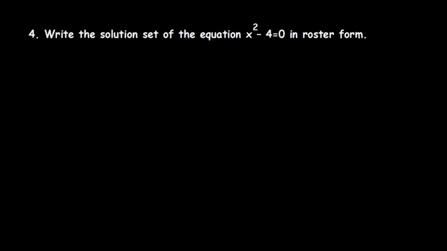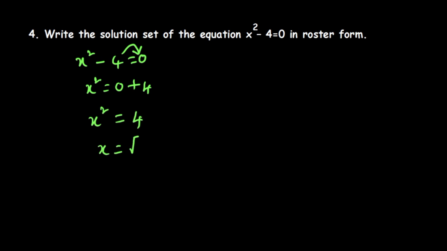The next question: write the solution set of the equation x square minus 4 equal to 0. So x square minus 4 equal to 0, x square equal to 0 plus 4, then x square equal to 4, x equal to root of 4, then x equal to plus or minus 2. Then how should we write this one in the roster form? That is minus 2 comma plus 2. So this is the answer for this question.